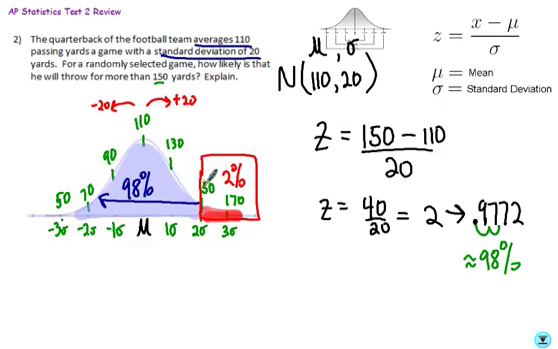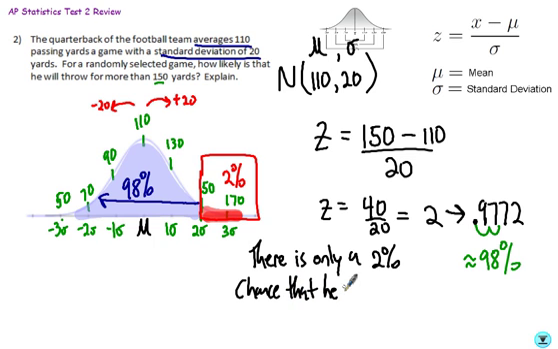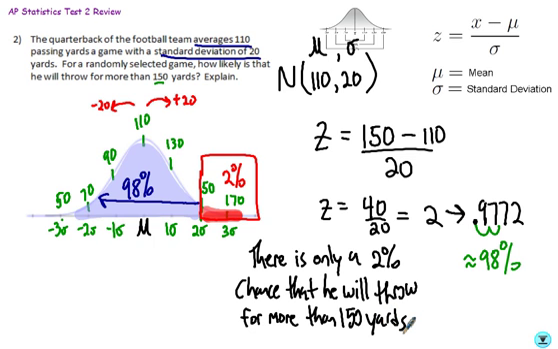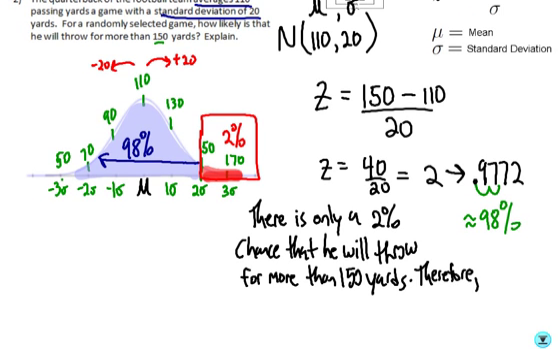So is it likely that he's going to throw for more than 150 yards? We could say that it's not likely, because we're predicting only a 2% chance that he will throw for more than 150 yards. Therefore, it is not likely to happen.